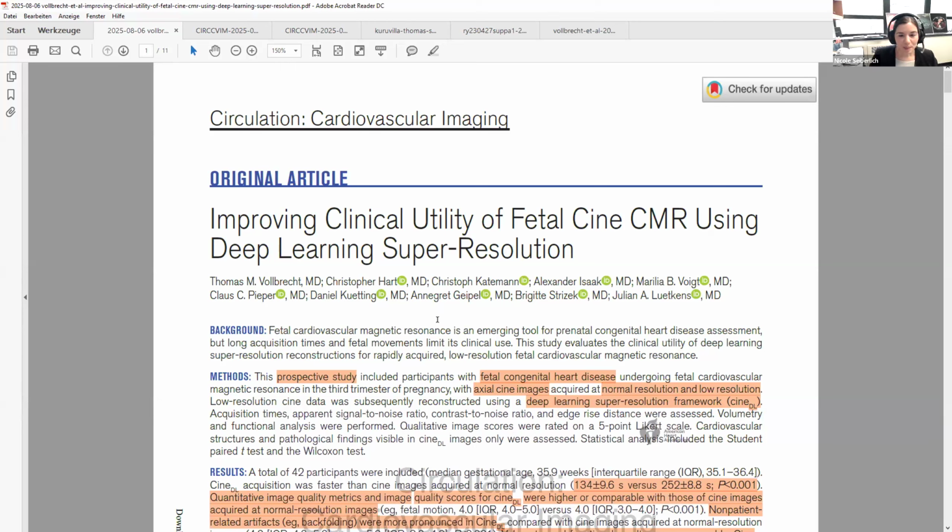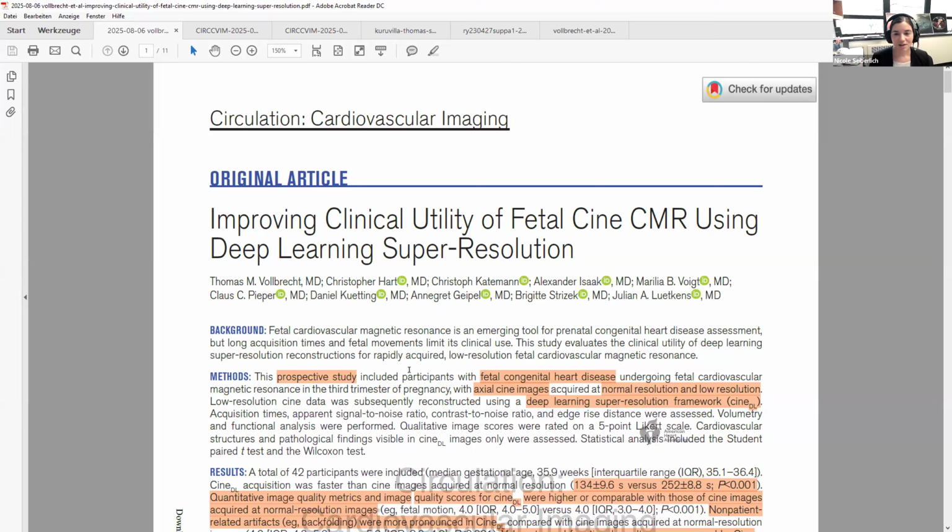So welcome everyone to CMR Journal Club for August. I'm Nicole Cyberlick from the University of Michigan, and I'm organizing the journal club for today. So we have two papers today on fetal cardiac MR.